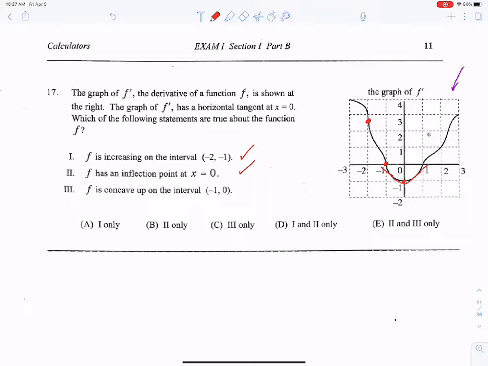And then finally, from -1 to 0, it is concave up. Wait, it is concave up, yeah. Concave up from -1 to 0. But notice the slopes of our tangent lines are negative, which means that they will be concave down at that time. So only 1 and 2 can be correct. Okay, so in regards to number 17, do you have any follow-ups?